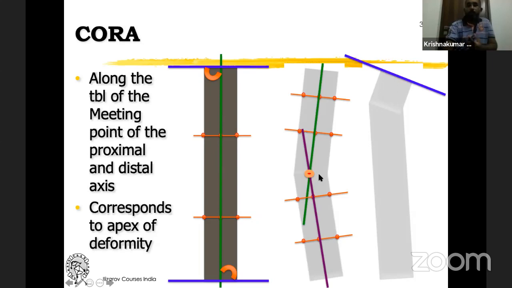Now, what if one of the fragments is very small? Like if you have a very proximal tibial deformity, you will not be able to draw an axis like this when the deformity is very close to the joint. So what is the other way of drawing the proximal axis?